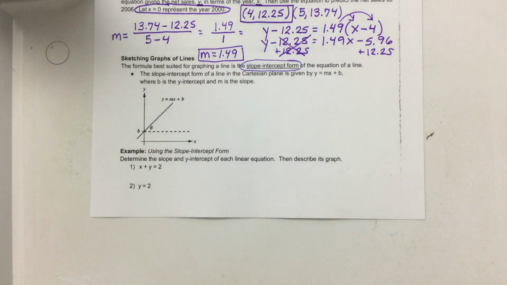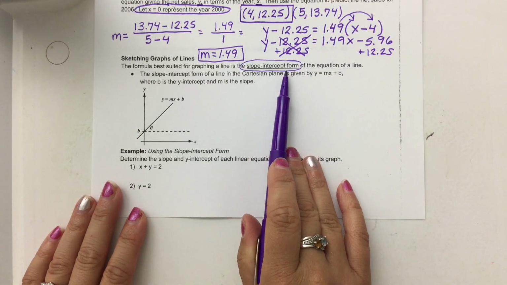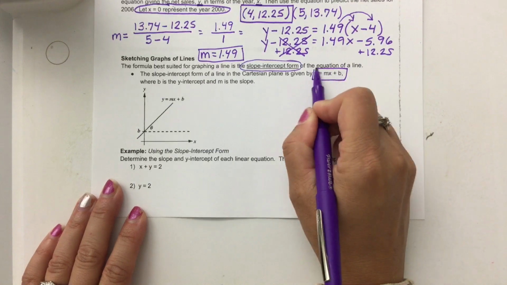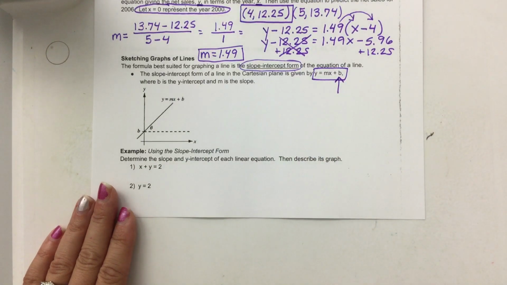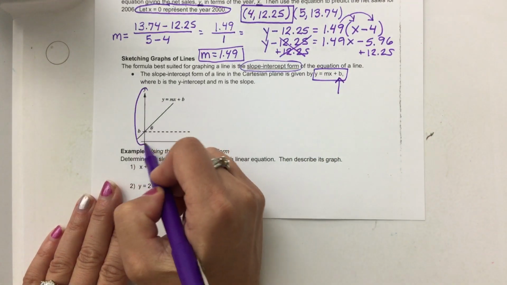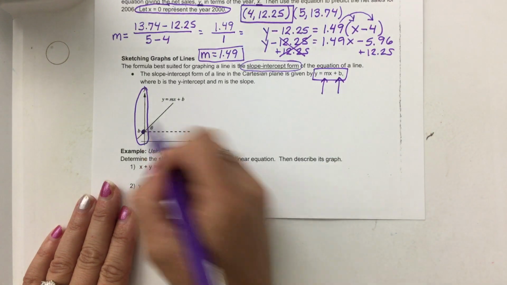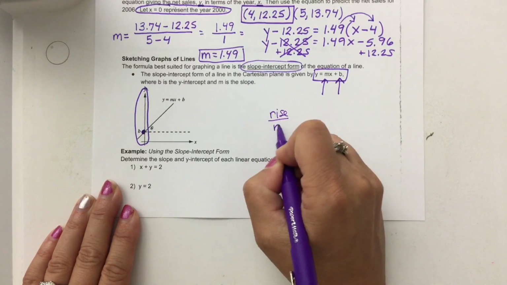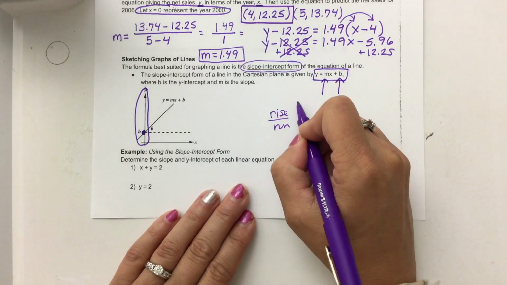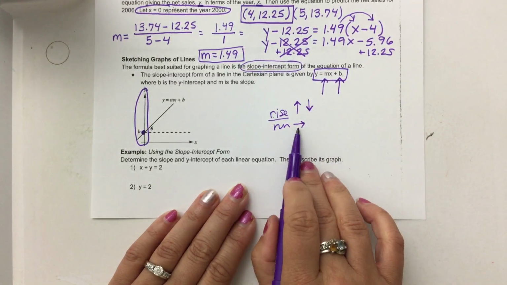If you are sketching graphs of lines, you always want to make sure that you do have your equation in that slope-intercept form, which is y equals mx plus b. b represents your y-intercept. That's the location where your line is going to touch the y-axis. Now, m is your slope. So from your starting point, your y-intercept, your m, think of it as rise over run. And remember, if it's positive, you go up and to the right. If it's a negative slope, you go down and to the right.